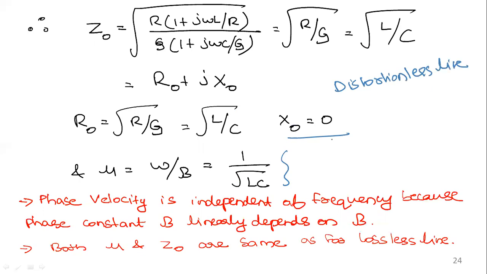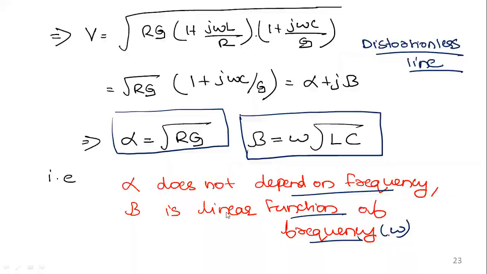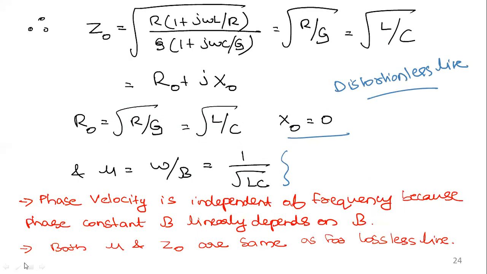Distortionless line means you know the relation. What is it? R by L is equal to G by C. Distortionless line, R by L is equal to G by C. So how do you get R by L is equal to G by C?